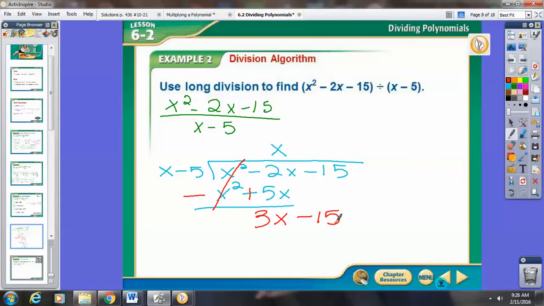So, how many times does x go into 3x? We'll divide. In your mind, you think 3x divided by x is 3, right? It's a positive 3, so I'll put plus 3. So now multiply. 3 times x is 3x. And 3 times negative 5 is negative 15. What do we do after we multiply? Subtract. So really I'm changing both of my signs as I'm subtracting here.